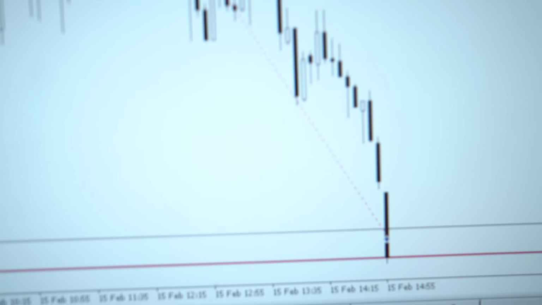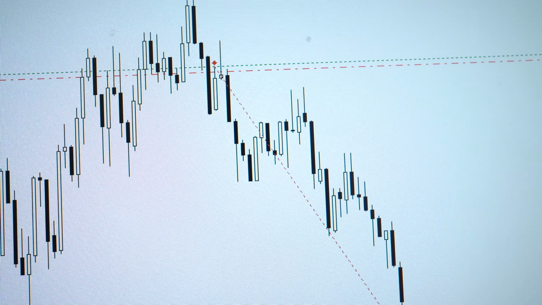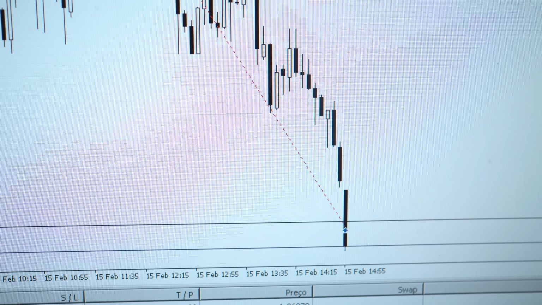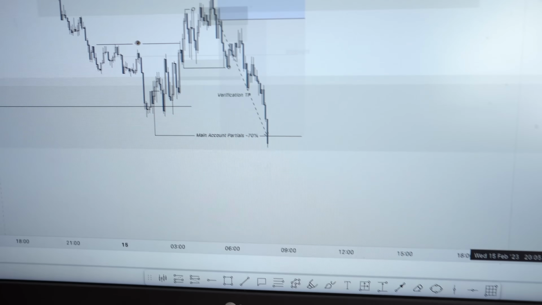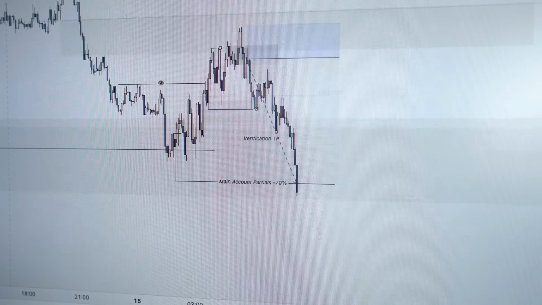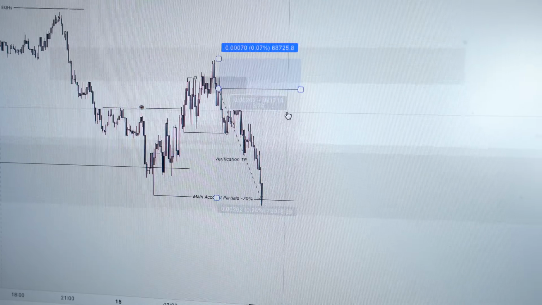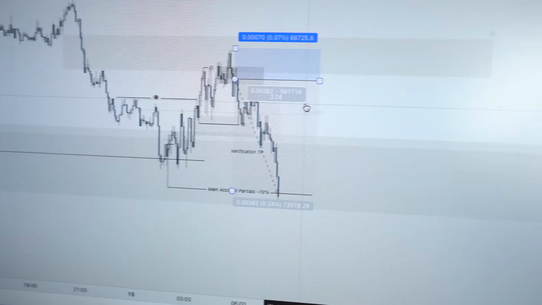Taking everything on the rest of the challenge itself, the main account has its partials taken. You can see right there, from the entry to the exit, which was where I set out to take the first partial, for a 123.74. So I've taken most of the position out, which basically secured me 2.6% on that trade already.